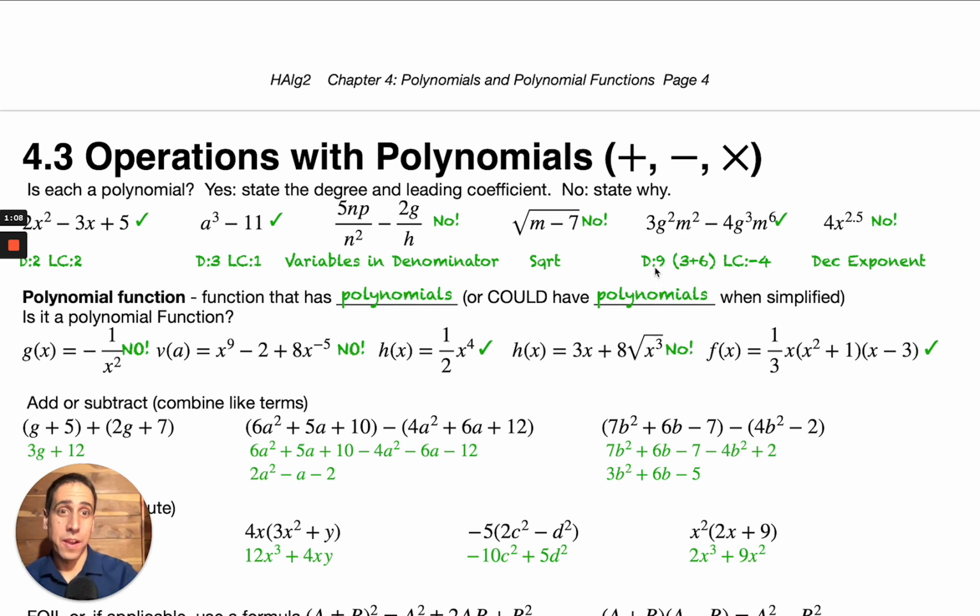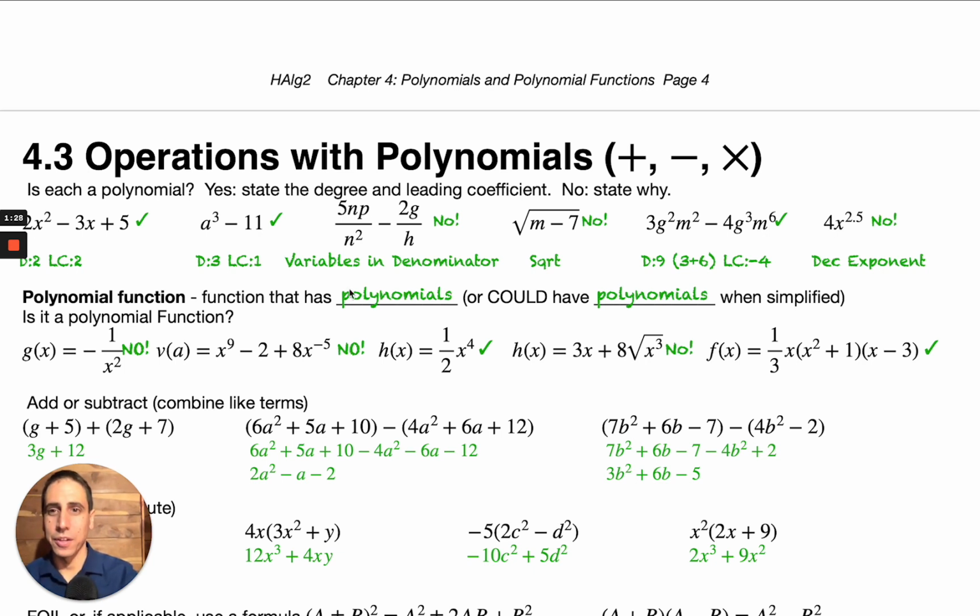And so finding the degree is actually a little tricky. When it comes to multiple variables, you actually add the 3 plus the 6 to get 9. That's a total degree of 9. And the leading coefficient therefore would be -4. Here, is this a polynomial? No. Why? Because it has a decimal in the exponent.